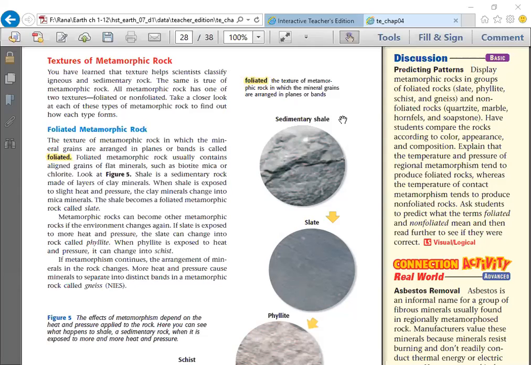Yes, Rashwan? Can you repeat the question? Again, what's the difference between fine grained texture and coarse grained texture?